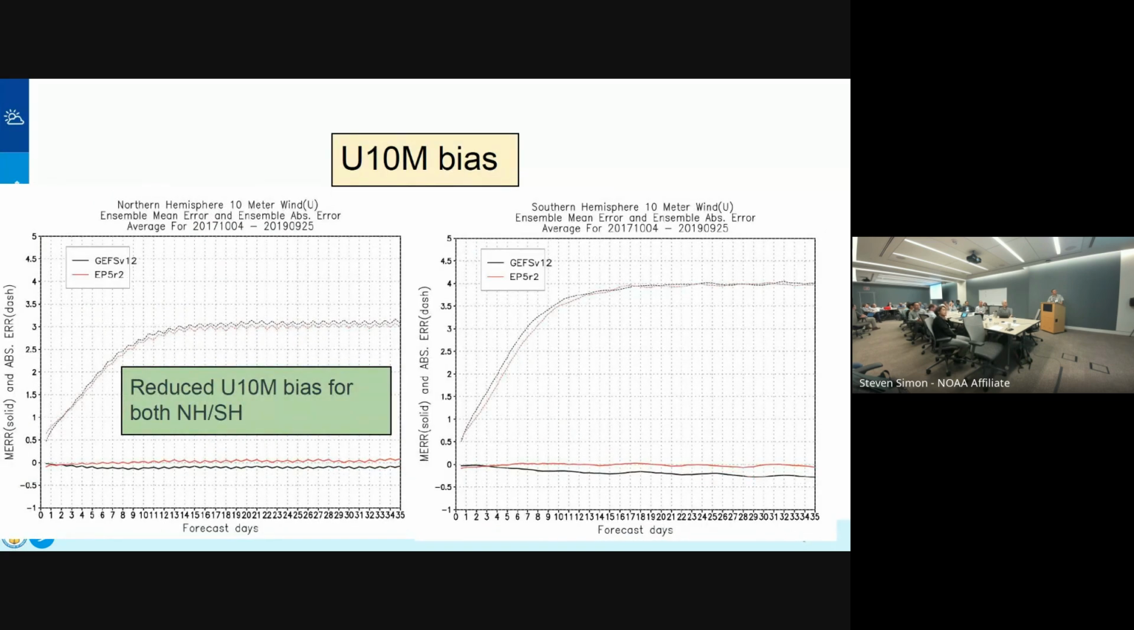You see in both hemispheres we have improved the CRPS skill. And this is the 10-meter zonal wind bias. You also see GEFS 12 has a little bit of easterly bias in the northern hemisphere and the southern hemisphere both. But for EP5R2, we see the bias is pretty good. You see there is almost a zero line here.